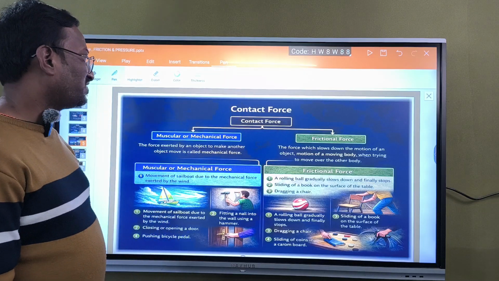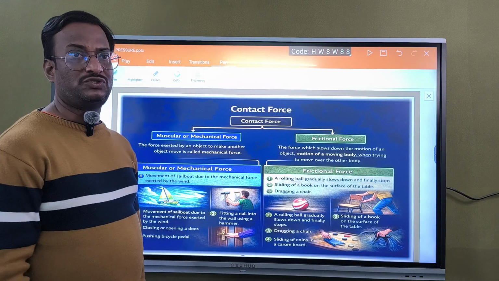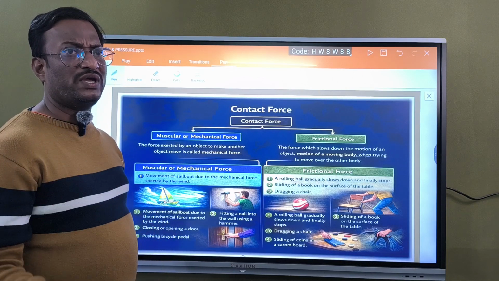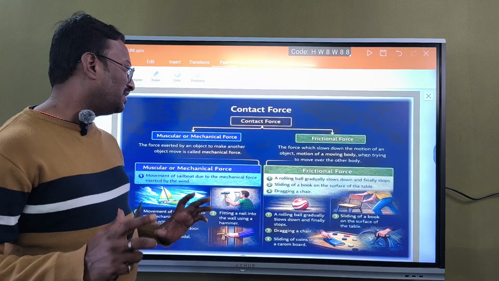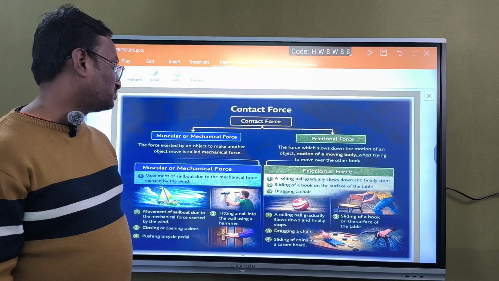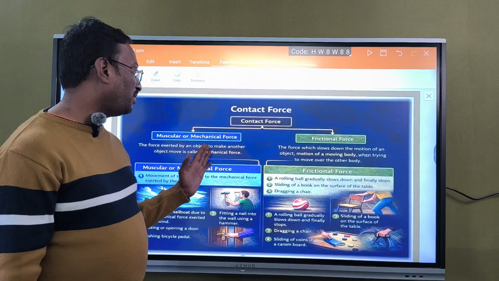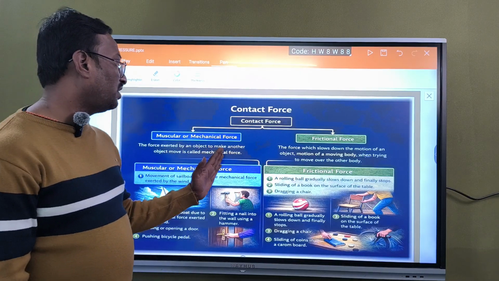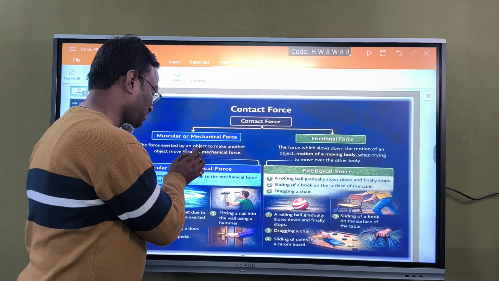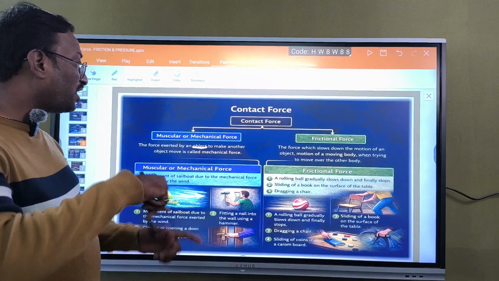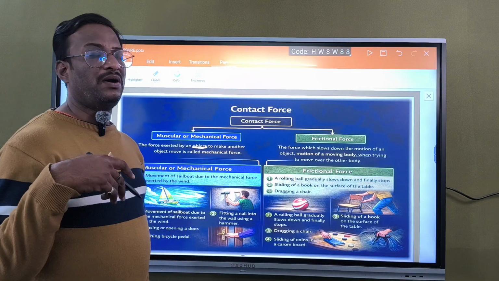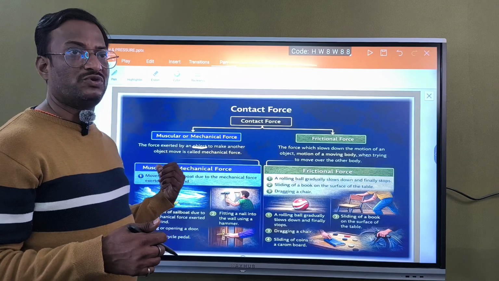See now, the first thing is muscular force or mechanical force. Muscular force means we are doing it with the help of muscles. Mechanical force is in the sense that it is done by a machine. The fan is rotating, it's a mechanical force. Force exerted by one object to make another object move is called mechanical force, or it is also called muscular force.